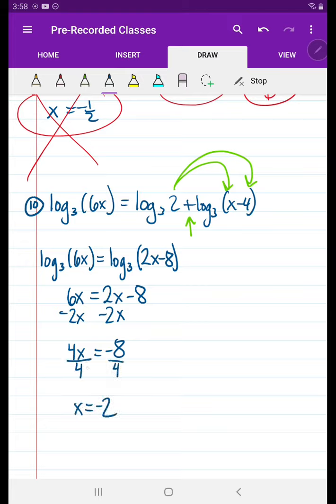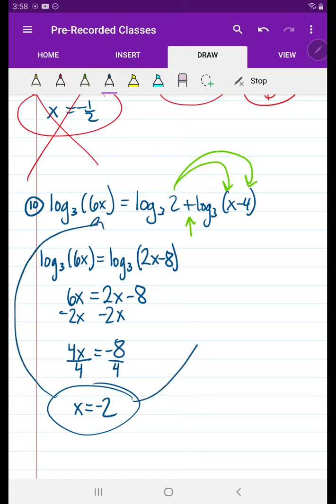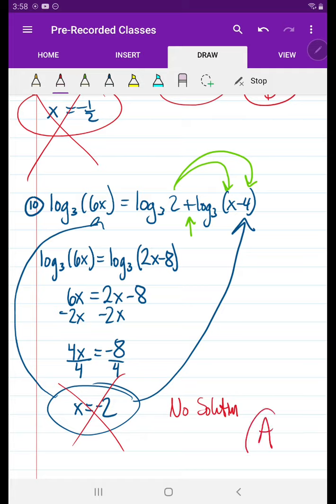Now, if I take this negative 2 and plug this back into any of my arguments, it'll definitely make that first argument negative, and it'll also make that last argument negative. So for number 10, unfortunately, we have no solution because it doesn't work. And so your answer for number 10 is going to be A.